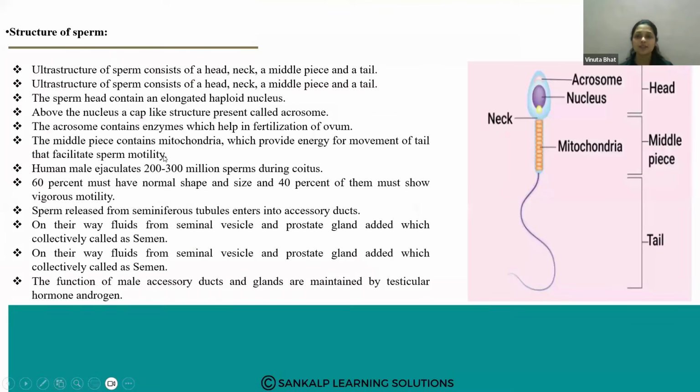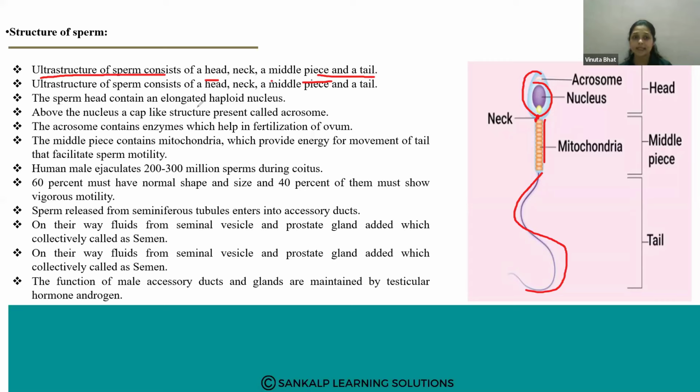So let us see the structure of the sperm. Very important, the ultrastructure of the sperm. The ultrastructure of the sperm consists of the head, neck, middle piece and tail. So this is the head, this is the neck region, and this is the middle piece and the tail region.